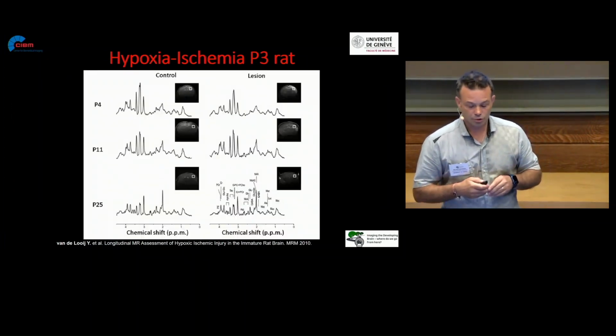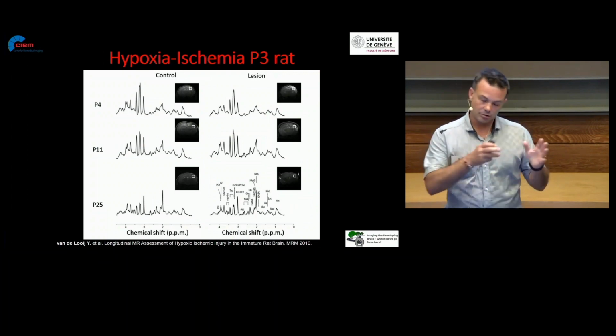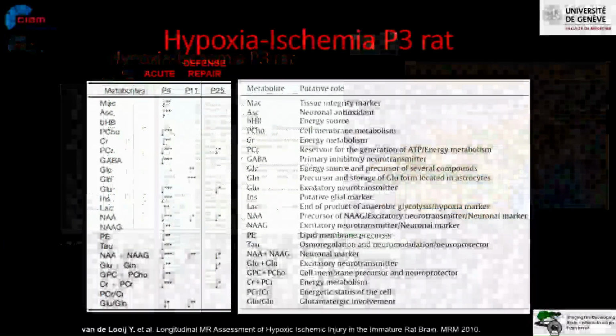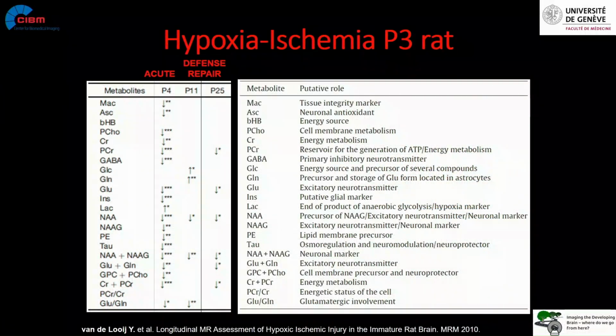So we did also spectroscopy on these animals in the control group and in the cortical lesion. And when we look at the spectroscopy results, we see that in the acute phase, so at 24 hours after the lesion, we have almost all the metabolites that are decreased, except the lactate that is increased. And when we look at the long term, we see that a large part of the metabolites are restored, mainly due to the defense and repair mechanisms that we have during the cerebral development.